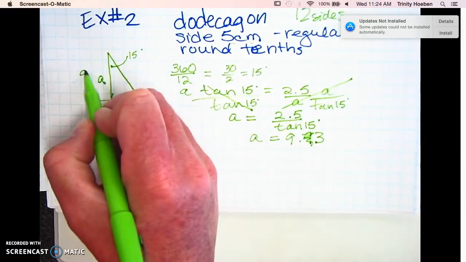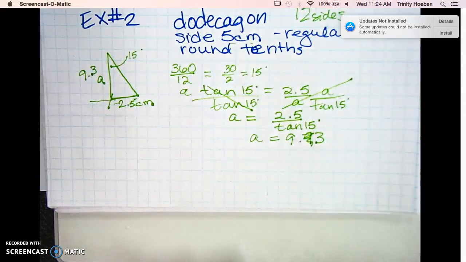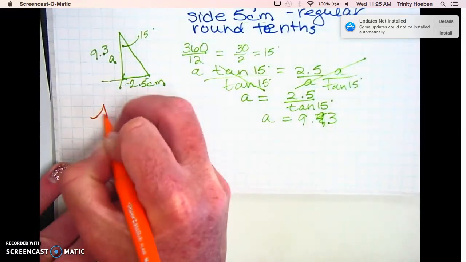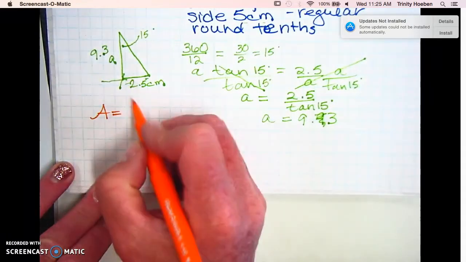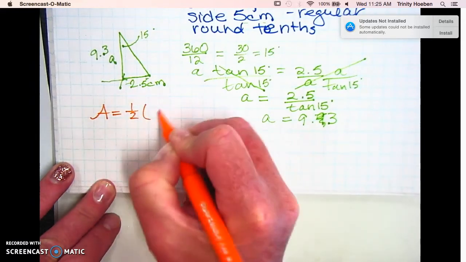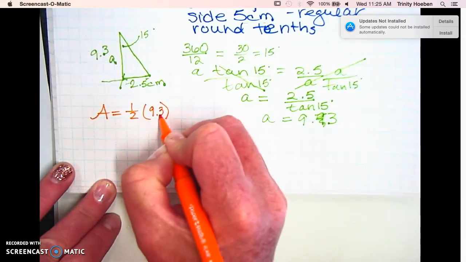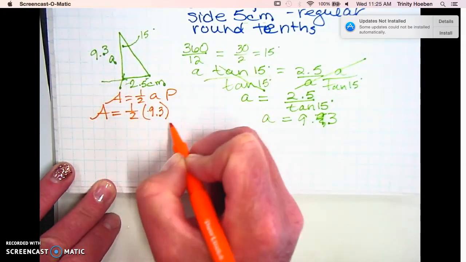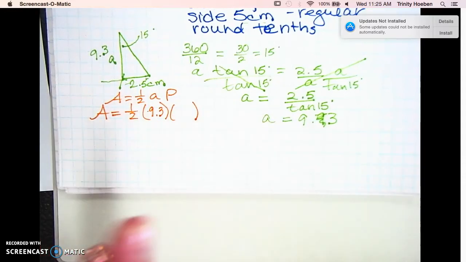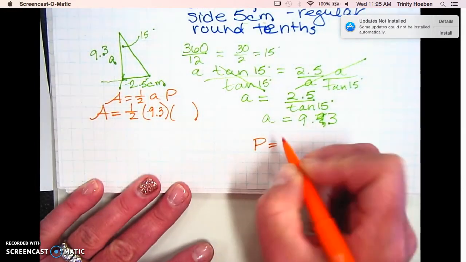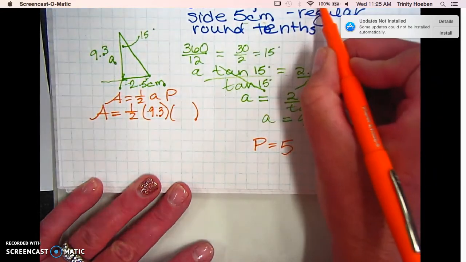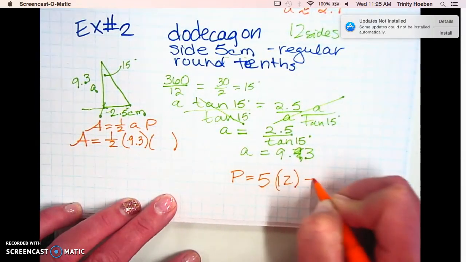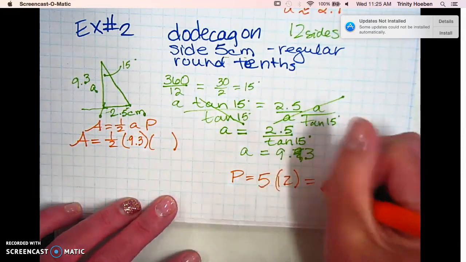Okay, so I'm just going to write it over here because that'll help me when I go to plug it into the formula. Okay, so the formula for a polygon is area equals 1/2 the apothem times the perimeter. The apothem is 9.3. The perimeter we need to get. Sorry, I haven't done that yet. One side was 5, and there's a total of 12 sides, right? So we're going to do 5 times 12. So what's the perimeter? 60.